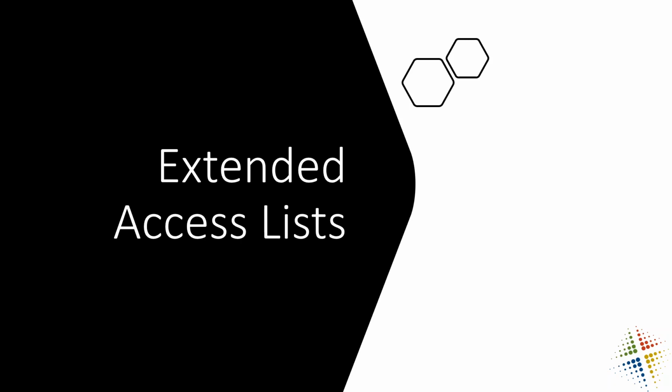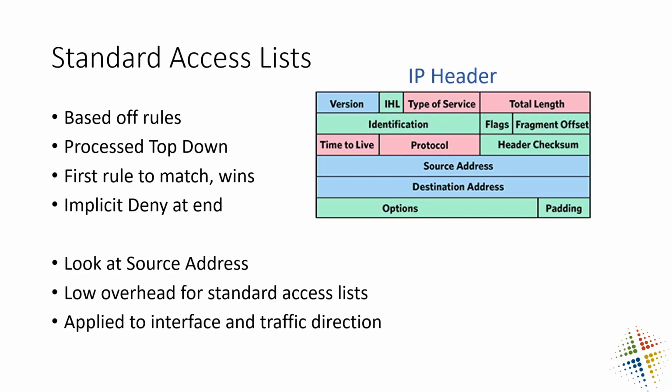In this video, we're going to talk about extended access lists. Now, in a prior video, we talked about standard access lists. And when we talked about them, we said, well, basically, it's just a list of rules. You write out a list of rules, and then you look to see if something is either approved or denied based on those rules. Those rules are applied in an order. Normally, it's referred to as a top-down order.